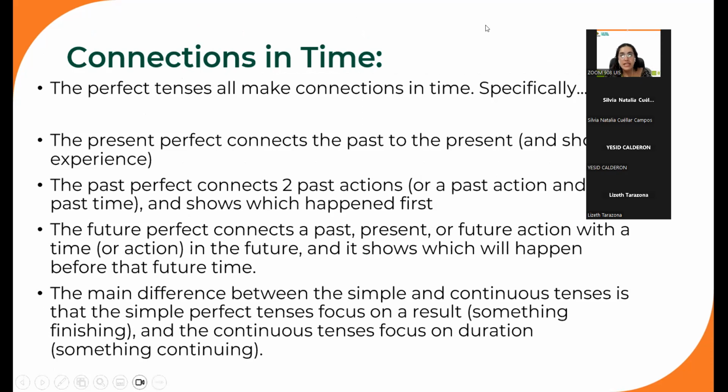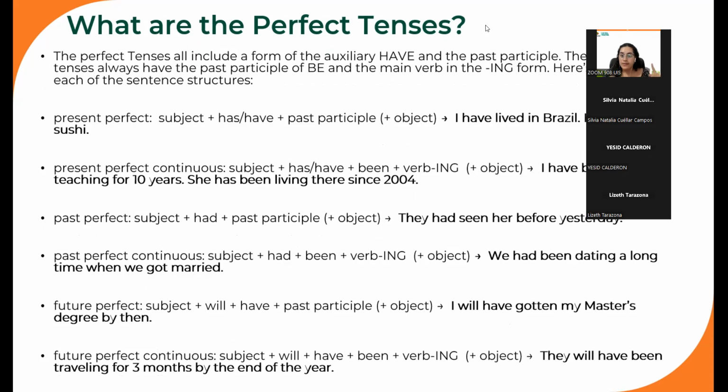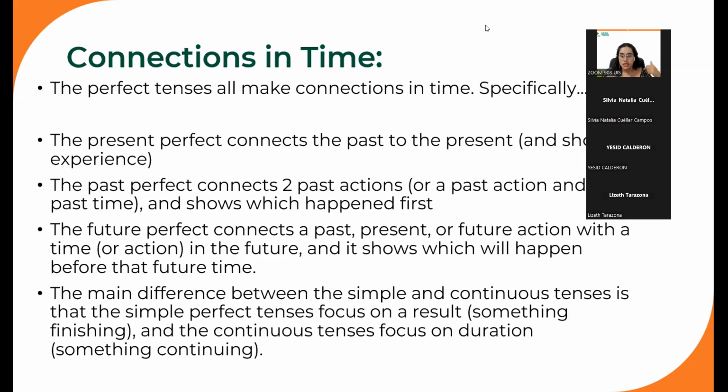So the perfect tenses always connect two different times, and they do it in the following way. The present perfect connects the past to the present, okay? Or it shows experience. For example, I have lived in Brazil. I'm connecting something that happened in the past, but is still relevant to the present, or it can happen again in the present, okay? So this is the connection between the past and the present.